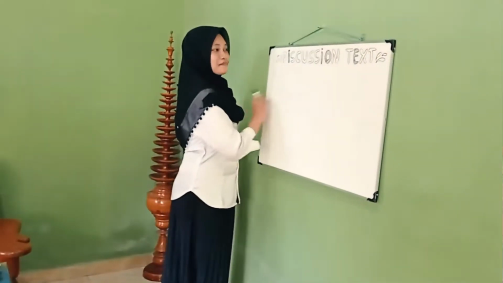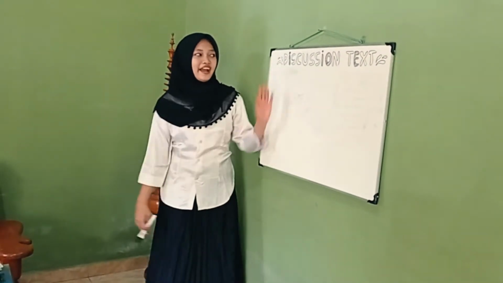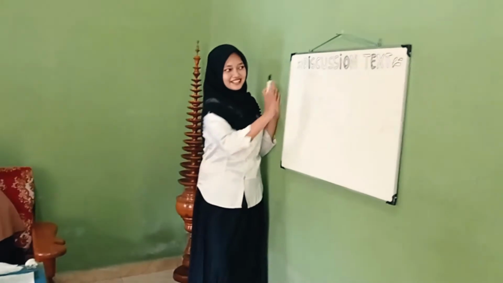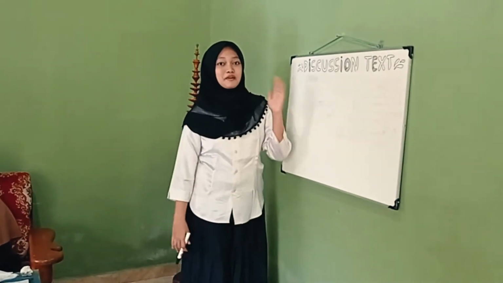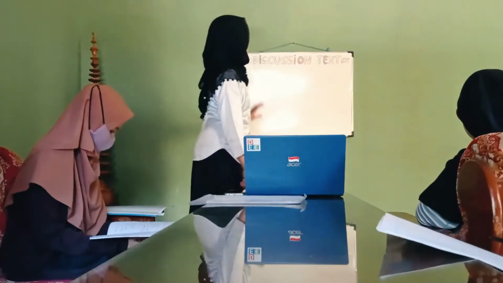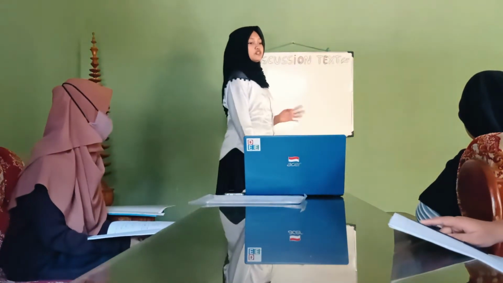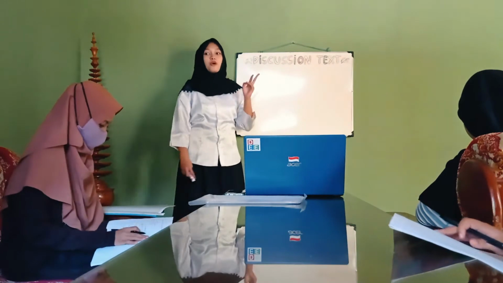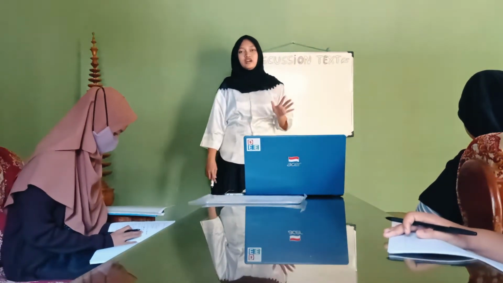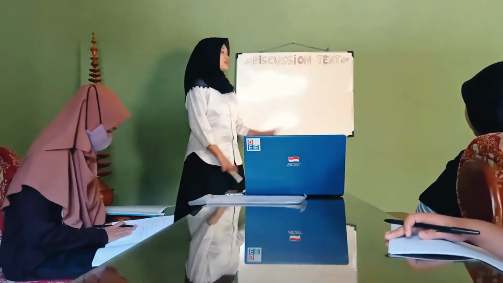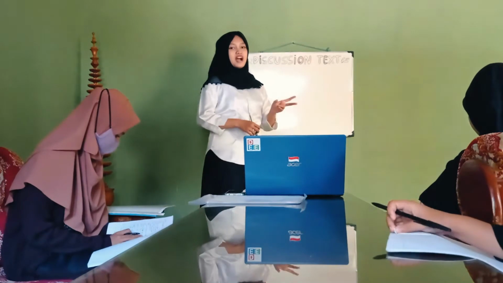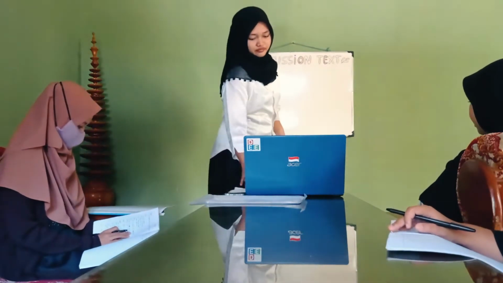So, what is discussion text? What is the aim or the purpose of discussion text? Discussion text is a kind of text used to present two points of view about an issue. Jadi, discussion text itu adalah sebuah jenis teks yang memaparkan dua sudut pandang dari sebuah isu.